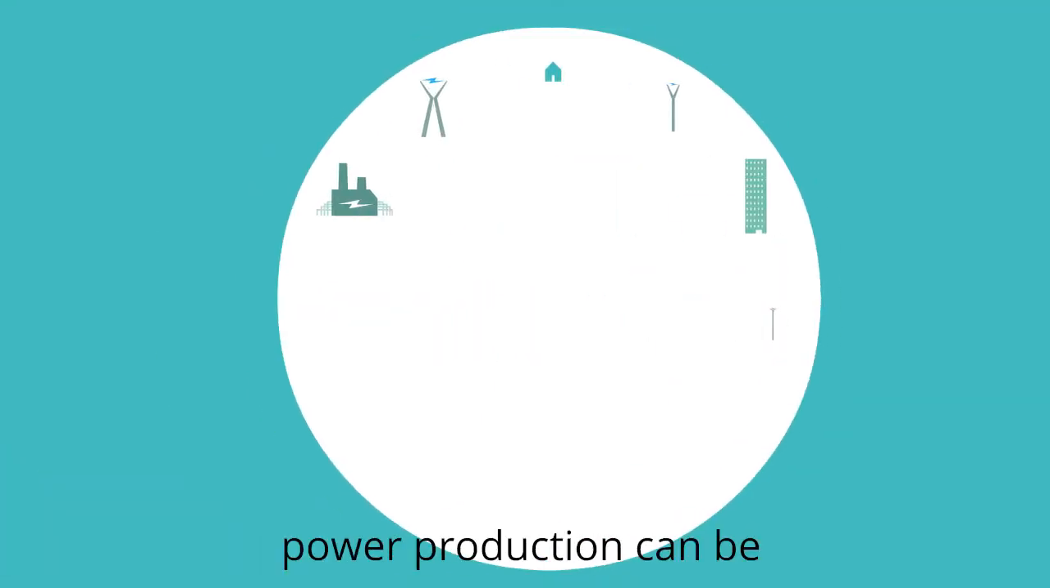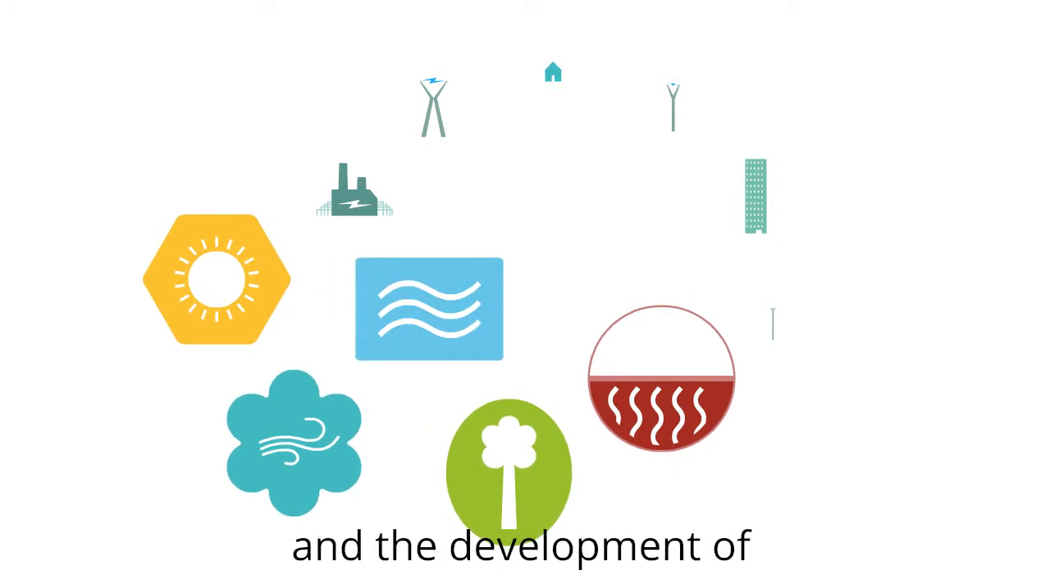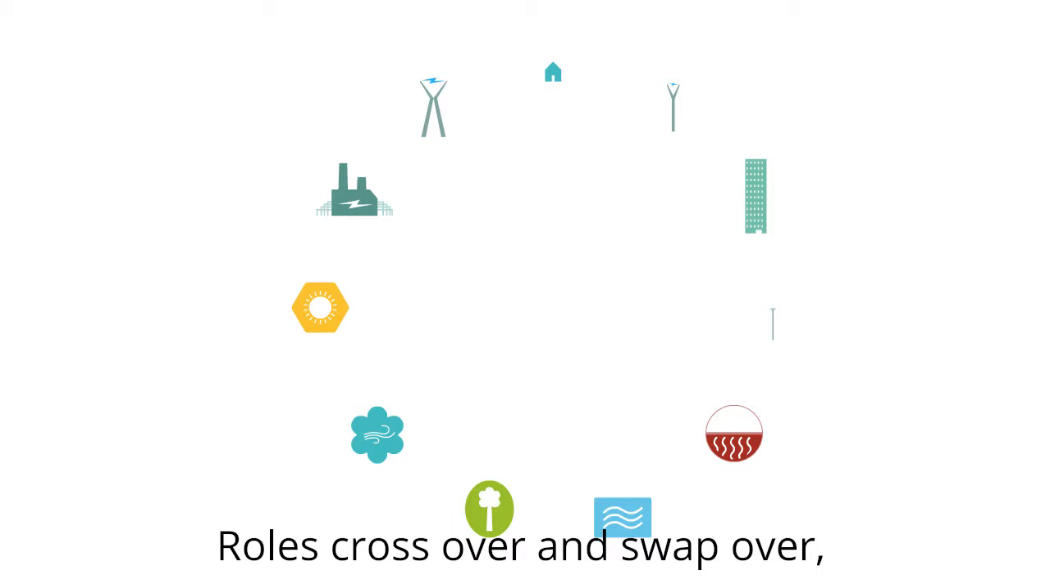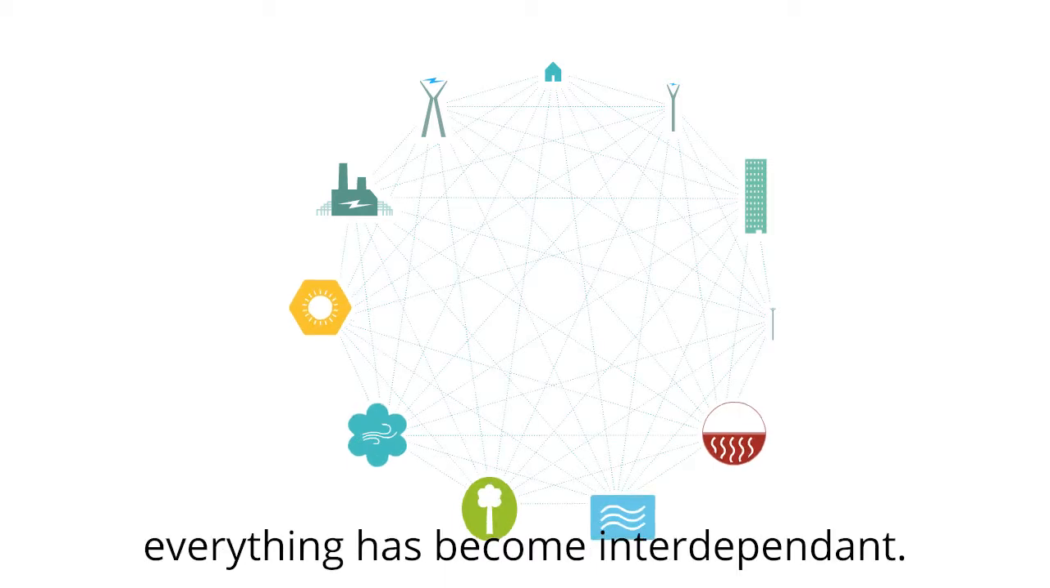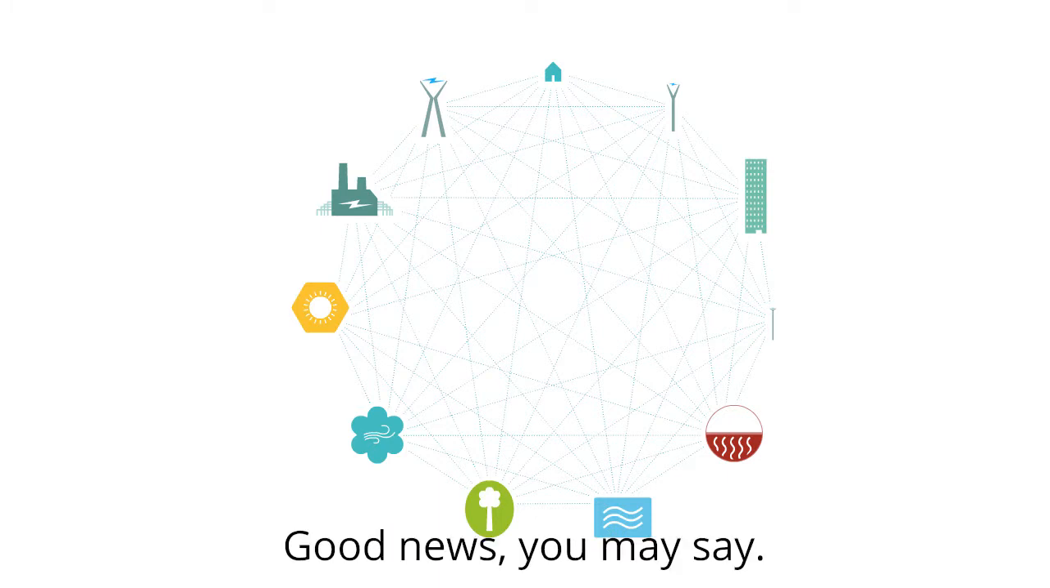Since then, power production can be much more distributed. Thanks to new technologies and the development of renewable energies, it's all mixed together. Roles cross over and swap over. Everything has become interdependent. And this is just the start of the revolution. Good news, you may say.